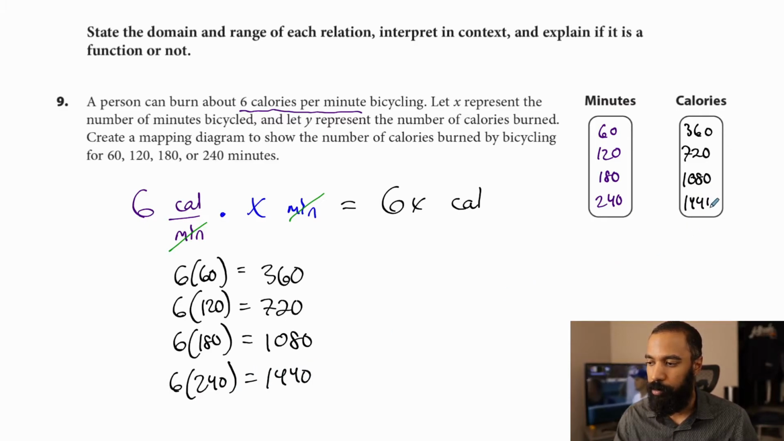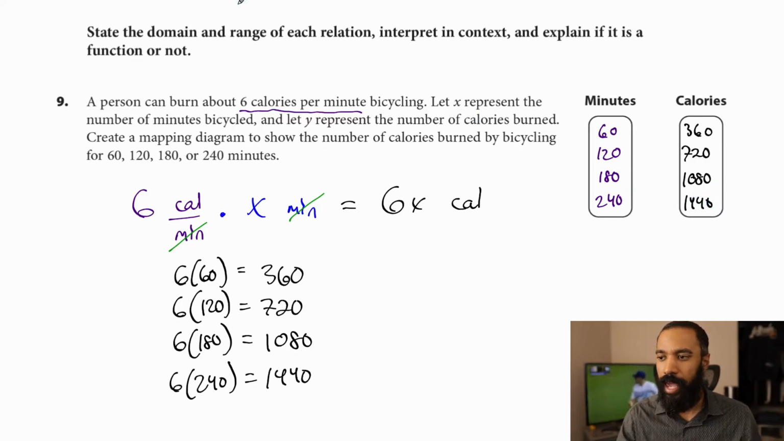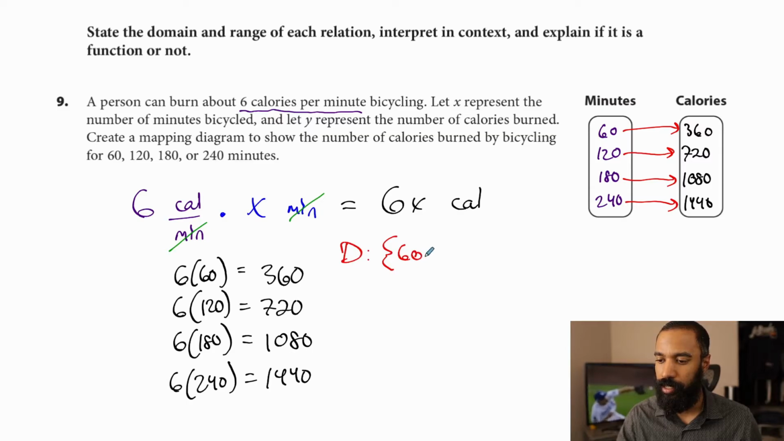All right, so we computed those. There are a lot of ways you could do that. I'm showing the algebraic expression version. And with the mapping diagram here, I'm just gonna point the number of minutes to the number of calories that map to it straight across. That works out, no duplicates. That's my domain and range. Domain, 60, 120, 180, 240, and range is on the other side.